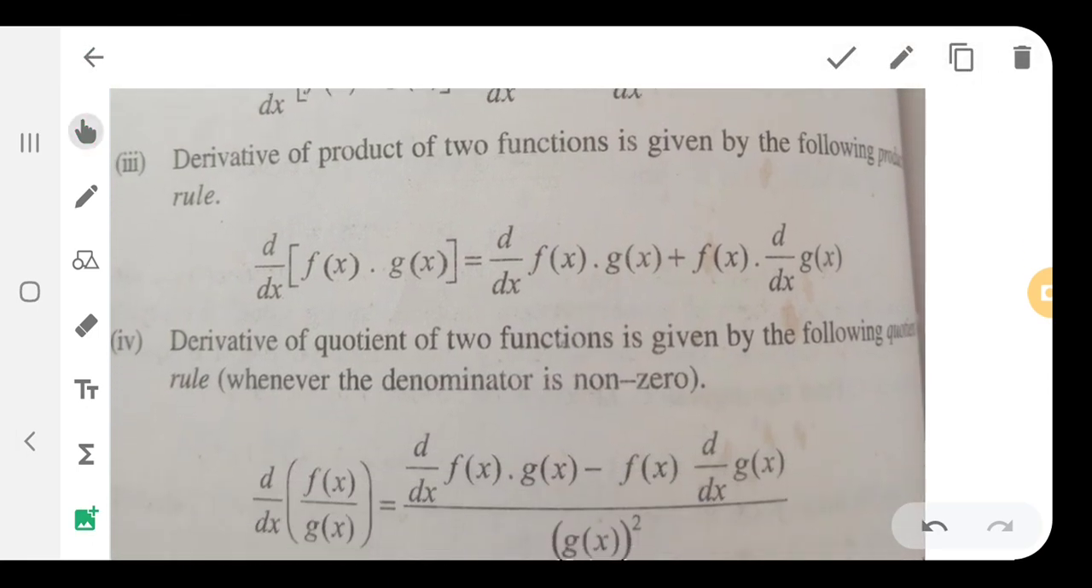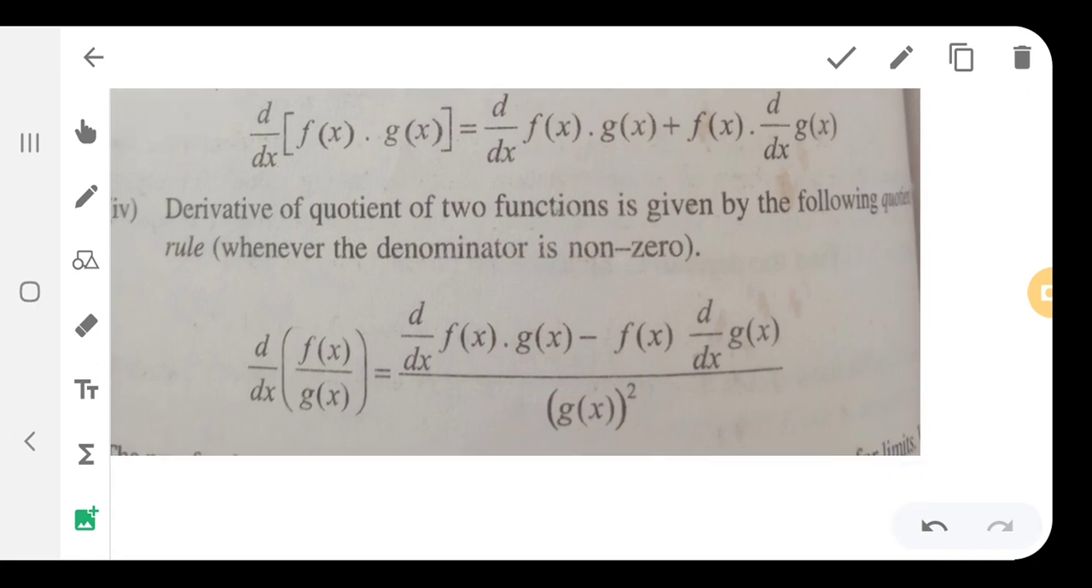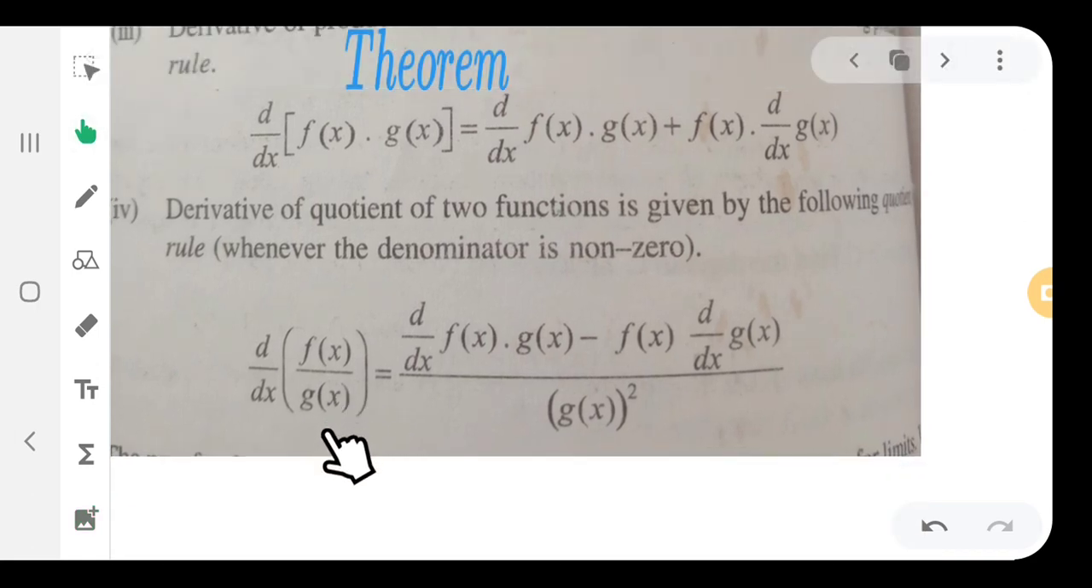Next is the quotient rule: f of x by g of x. f of x is the numerator, g of x is the denominator. The derivative of the quotient is denominator into derivative of numerator minus numerator into derivative of denominator, by denominator the whole square. Numerator is f of x, denominator is g of x. Therefore, this is the quotient rule, most important rule. Learn it by heart.